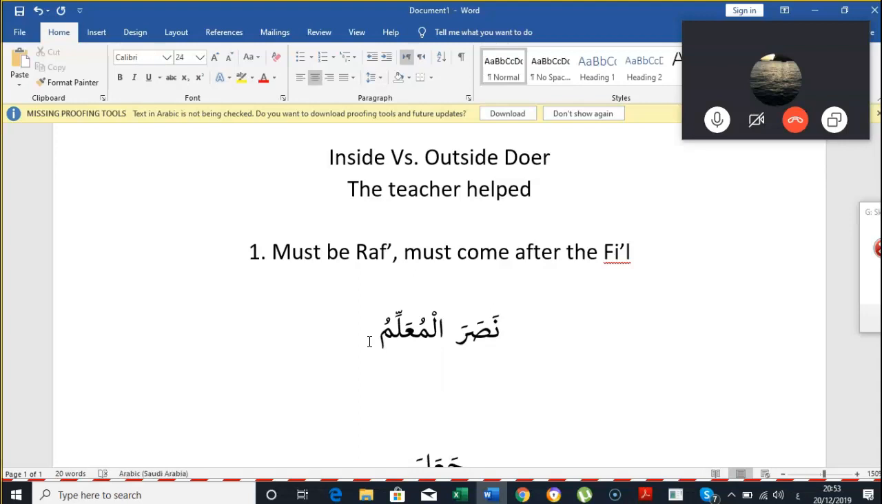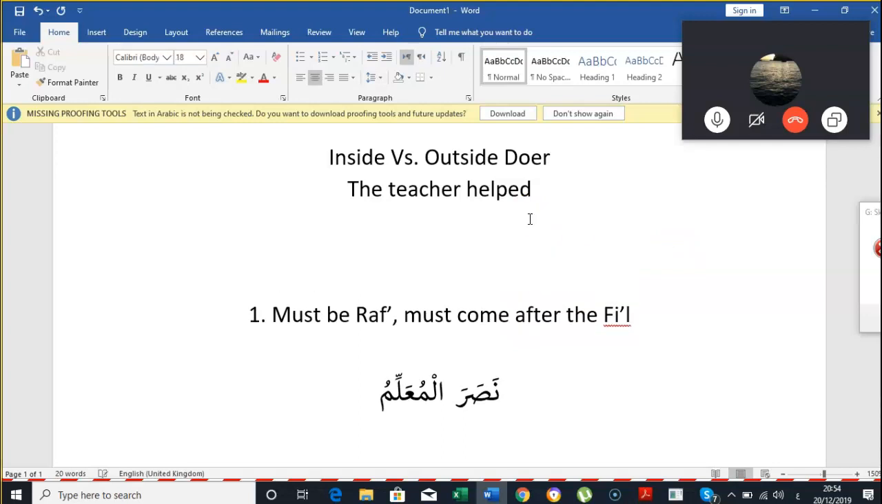Someone asks: teacher helped me, because it's Nasara, why me? Okay, good question. So what about the huwa inside Nasara? You don't translate it. What happens is that the outside doer is replacing the he, because you have to take it out basically. So you translate the fi'l, but you don't translate the he. Okay. Make note of this here.